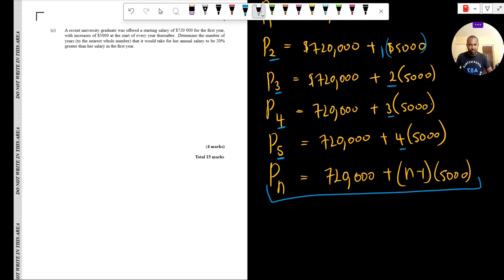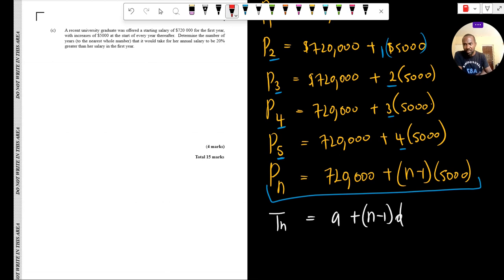And this, of course, should resemble an arithmetic progression. Remember, for an arithmetic progression or an arithmetic sequence, the nth term, Tn, is given by the first term A plus n minus 1 times the common difference D. And exactly what this is. So these terms are in arithmetic progression. Okay? All right, so let's proceed to what the question actually asked us now.